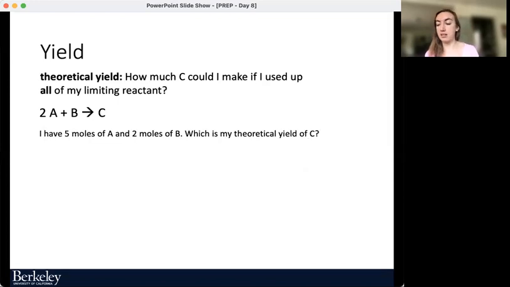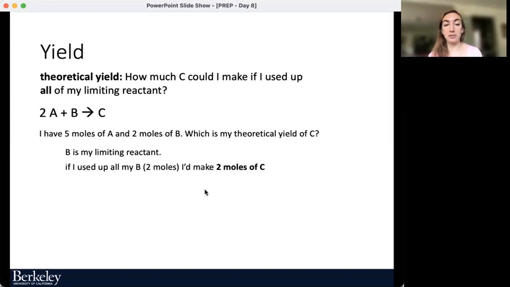So in this case, if I have 5 moles of A and 2 moles of B, what is my theoretical yield of C? Well, if I used up all of my A, I could make 2.5 moles of C. If I used up all of my B, I can only make 2 moles of C. So B is my limiting reactant. If I use up all of my limiting reactant, I could make 2 moles of C. So B is my limiting reactant, and my theoretical yield, the best I can possibly do, is make 2 moles of C.